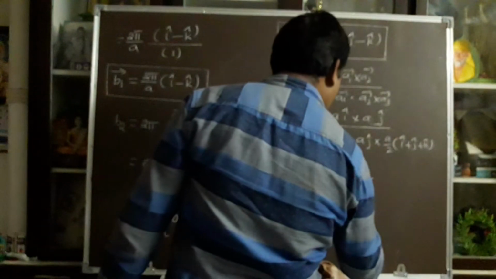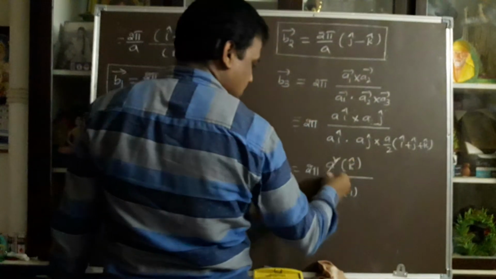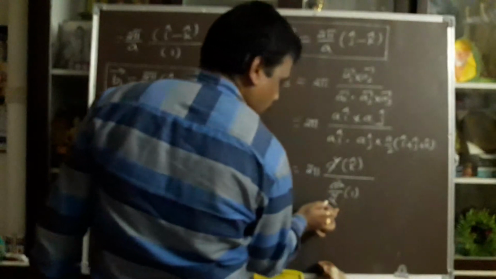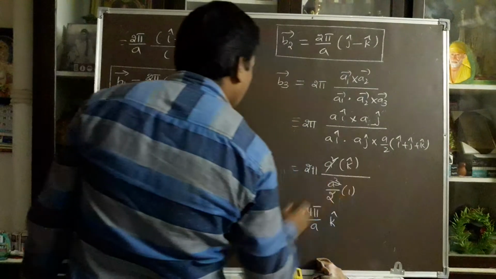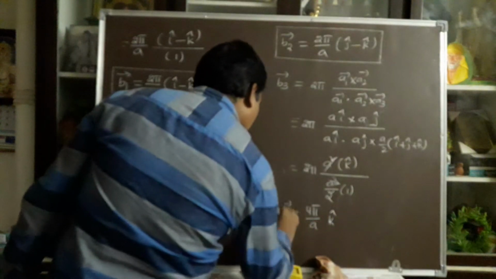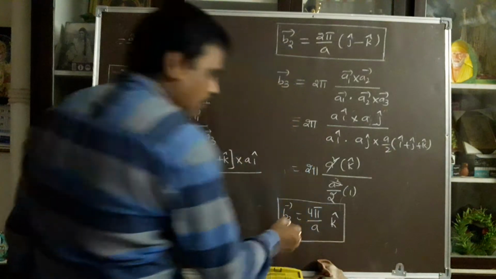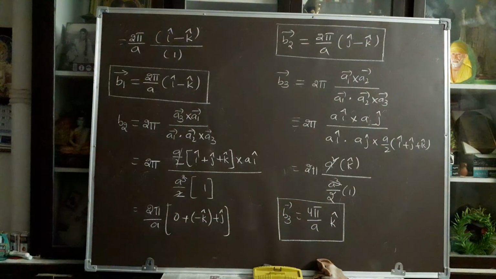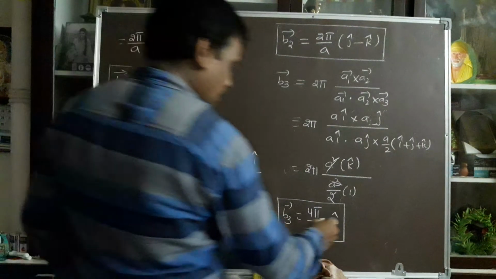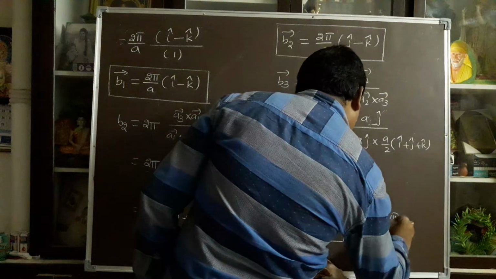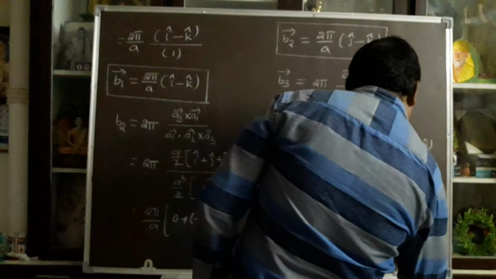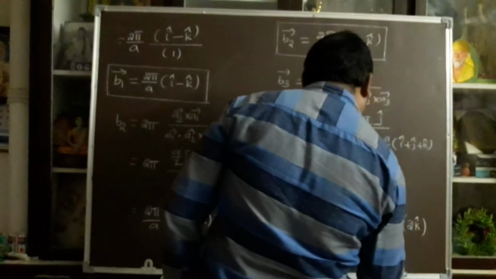This ultimate result, you get the result is what? A square can cancel. You get 4 pi, this 2 goes to numerator. 4 pi by A into k cap. This is B3 bar. So B3 bar value you get the result, and similarly you can know that B3 bar can be written as 2 pi by A into 2 k cap.